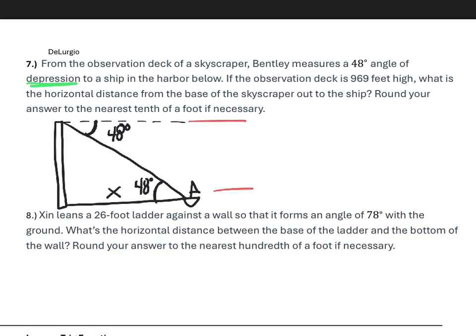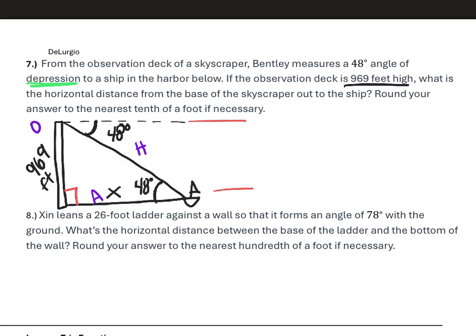Once we have that, this is our right angle. We also know that we haven't labeled yet that the observation deck's height is 969 feet. So we can label that skyscraper. And then if we take a look at what we have, we've got an opposite side. This is the hypotenuse. And we have our adjacent side. So we have opposite and adjacent.